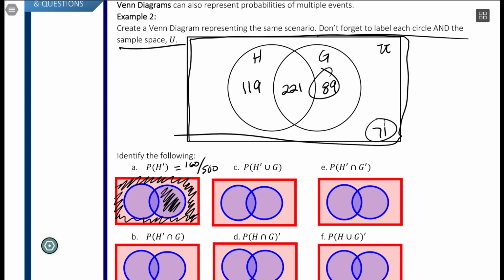And you might think, well, couldn't we just use the two-way table for this? Yeah, but what if you don't have the two-way table? The two-way table doesn't give you more information than Venn diagrams do, but Venn diagrams can be a little bit quicker sometimes. Okay, let's go ahead and look at part B.